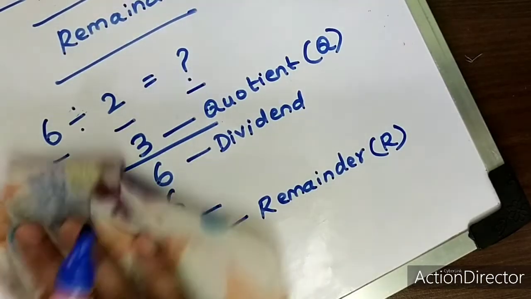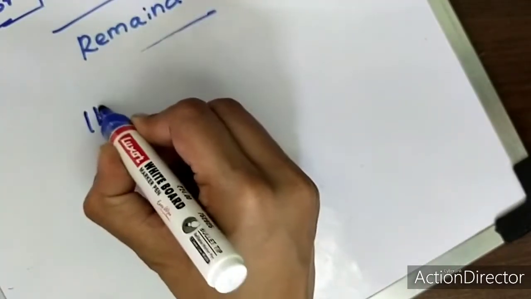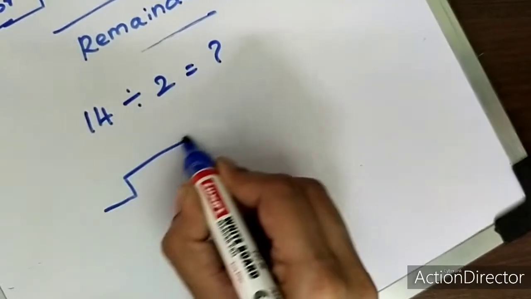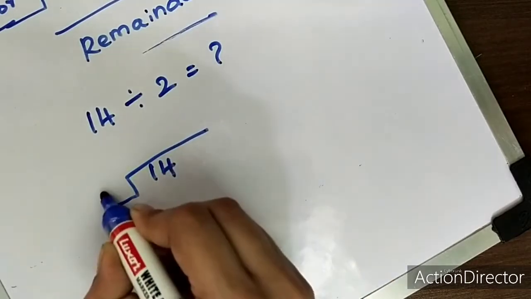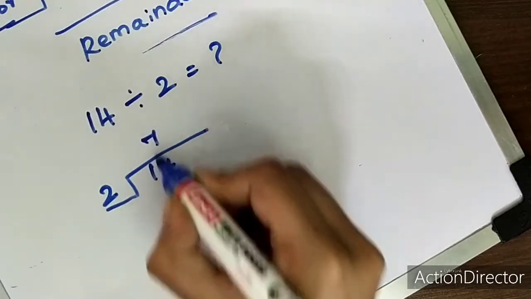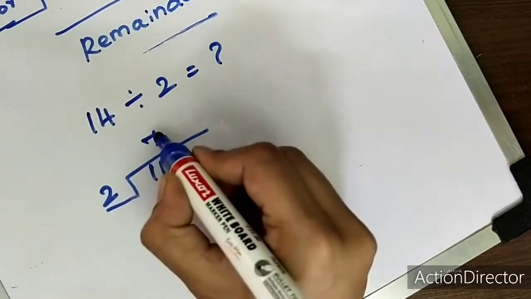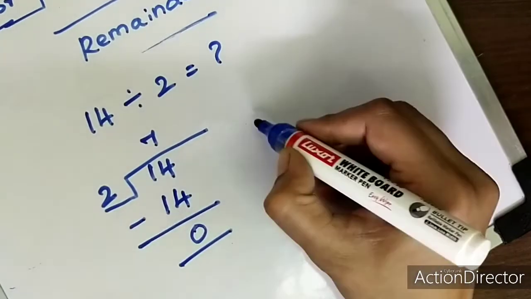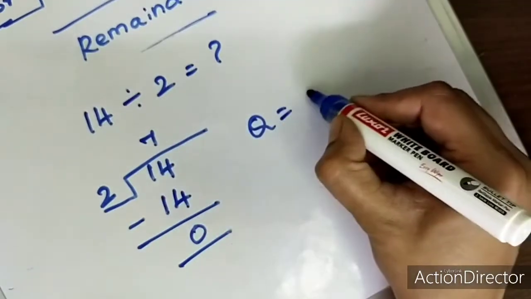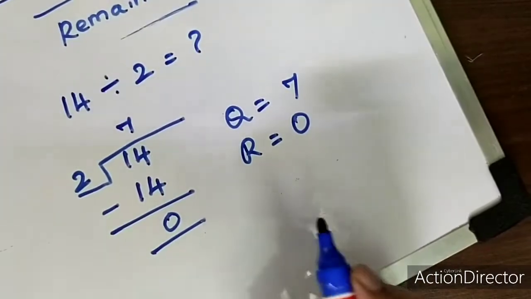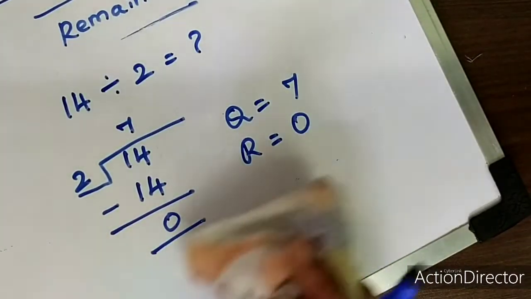Okay, one more sum. 14 divided by 2 is equal to what? How will you divide? 2 tables 14 how many times? 2 7s are 14. If you subtract, 14 minus 14 will be 0. Here the quotient Q is 7 and the remainder R is 0. Yes, this is how you will do the sum.